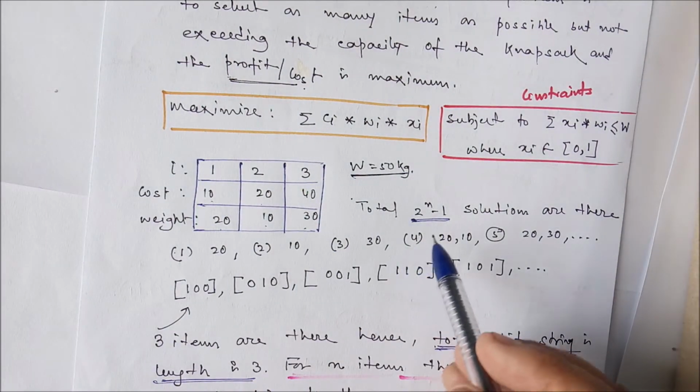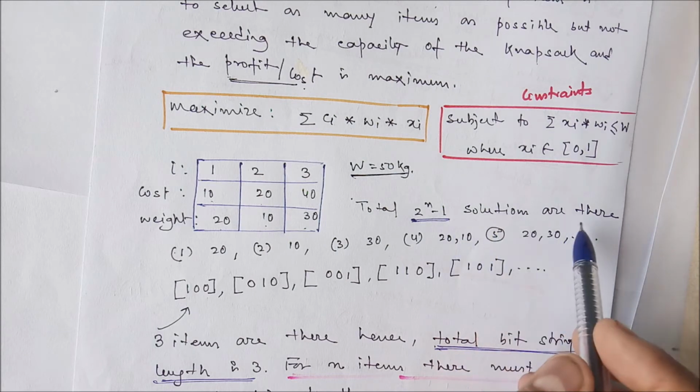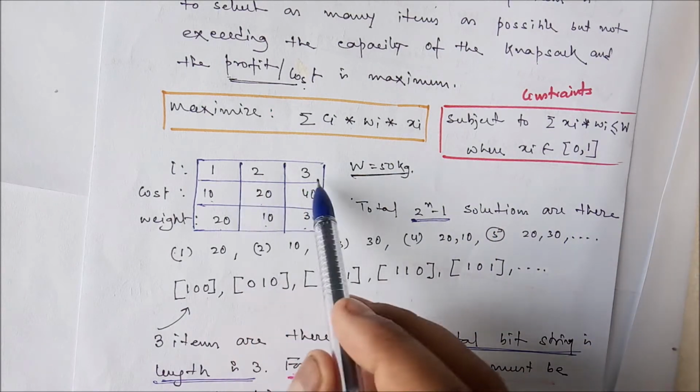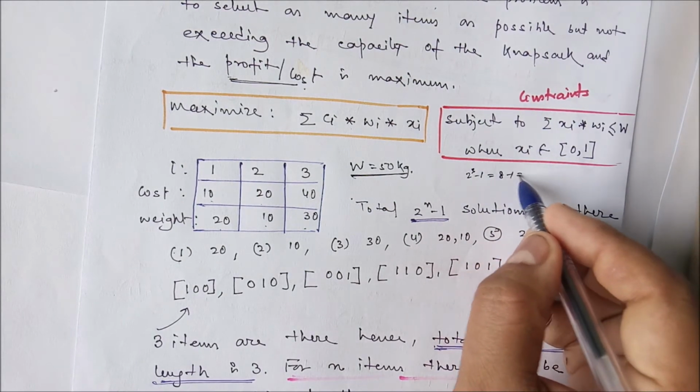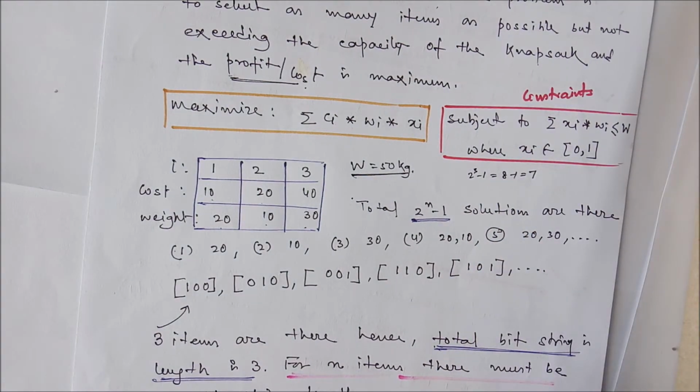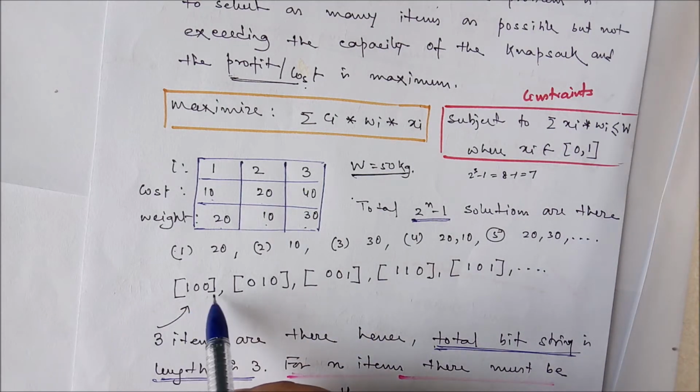So to solve this one, a total of 2 to the power n minus 1 solutions are there. So n is what? 3. So 2 to the power 3 minus 1, that means 8 minus 1, 7 solutions are there. So we can see, now three items are there, so that's why it is 3-bit numbers.